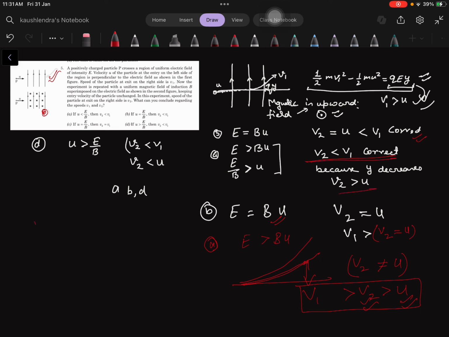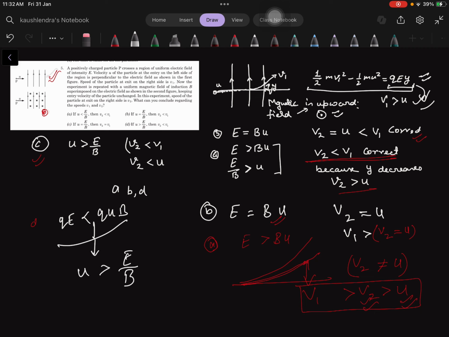Now the third case, that was the D case it was telling here. In that particular case, what will happen at that point, it should be C. Now if we are checking that way, we can say that QE force is there in the upward direction and QUB in this way, so QE is less than QUB, and we can say that U is greater than E by B.